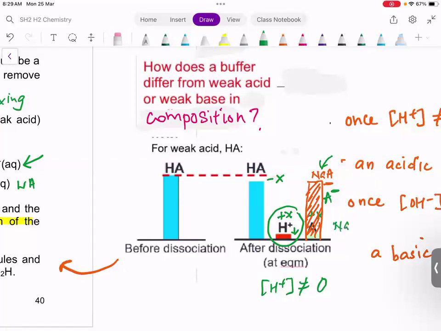It's higher because this is added as a pair: sodium plus and A- added together as a salt. So your sodium plus will increase, but it doesn't do anything to your system. It's just an excess.